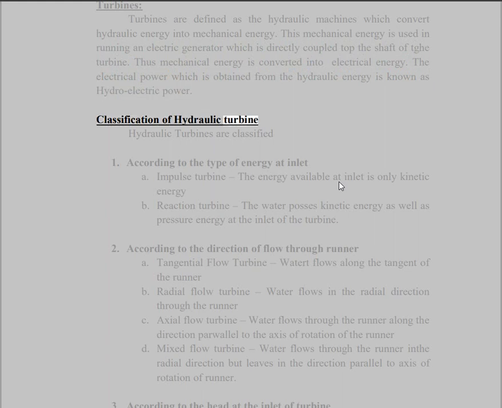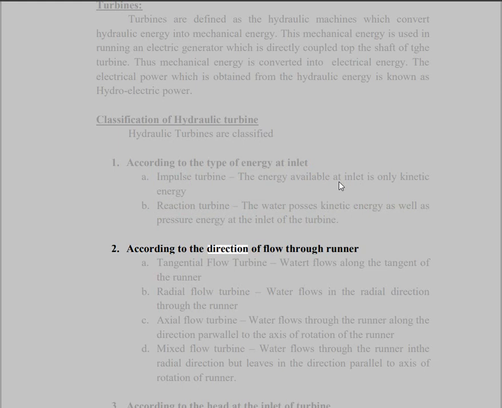Classification of hydraulic turbines. Hydraulic turbines are classified: 1. According to the type of energy at inlet. A. Impulse turbine. The energy available at inlet is only kinetic energy. B. Reaction turbine. The water possesses kinetic energy as well as pressure energy at the inlet of the turbine.